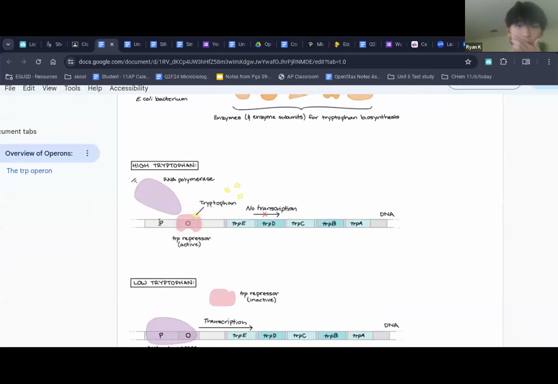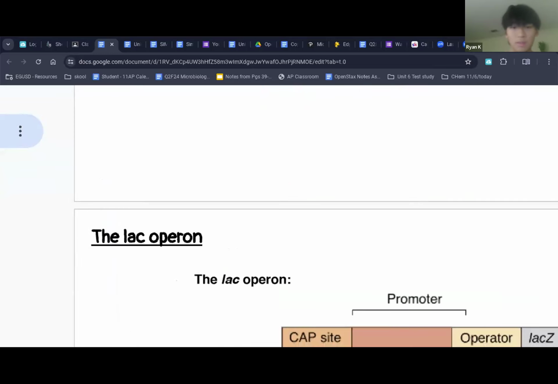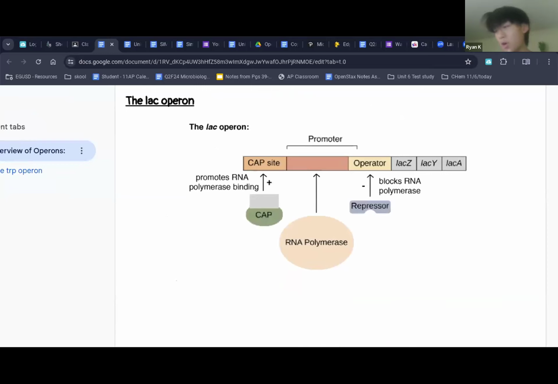So any type of synthesis, making of any protein, starts where the RNA polymerase would land, because the RNA polymerase is responsible for making the mRNA to go to the ribosome and then to make protein, because there's a whole process.